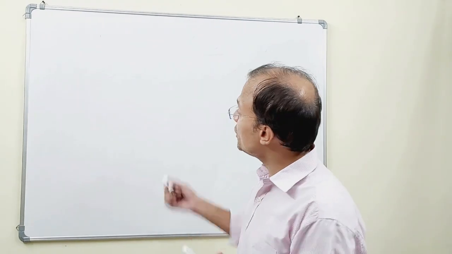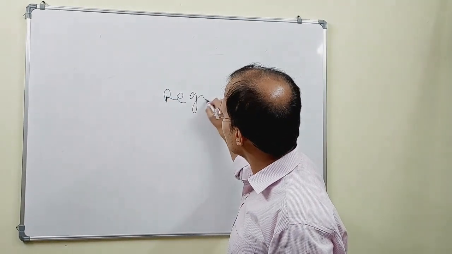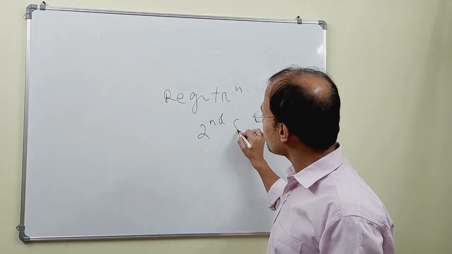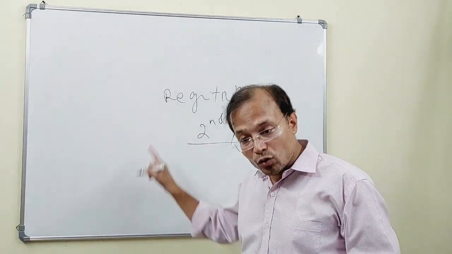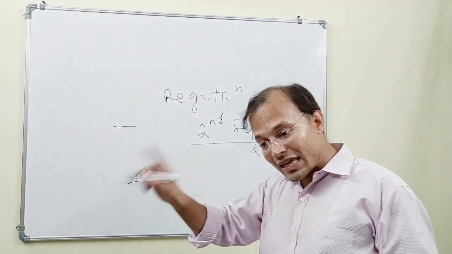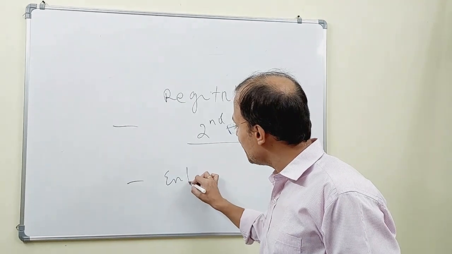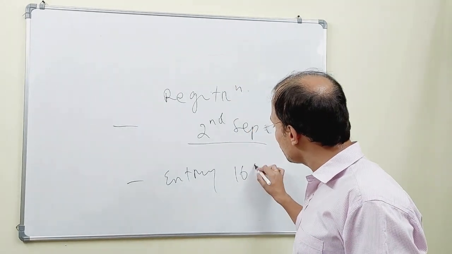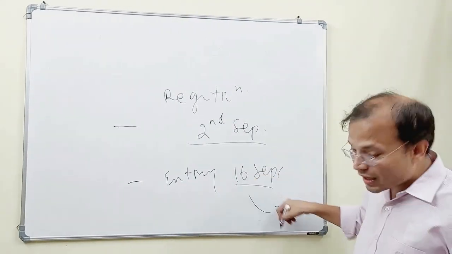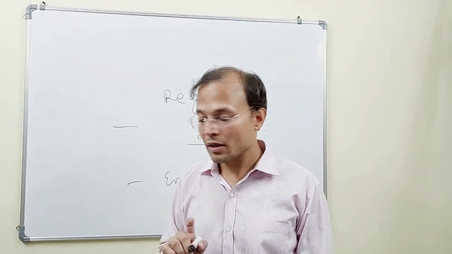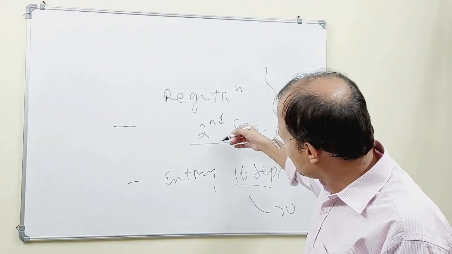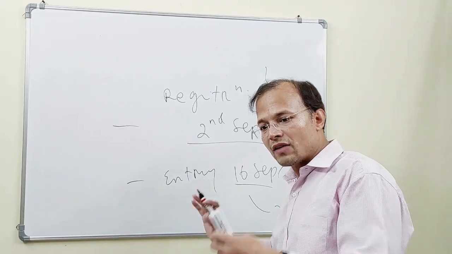Because first you need to get yourself registered, and the last date of registration is 2nd of September. You have to register yourself, and once you register, then you have to enter for the examination. The last date for entry is 16th of September. You can enter till 30th, but from 16th to 30th, you have to pay late fees. Don't wait. Get yourself registered before 2nd September, and between 2nd and 16th, get yourself entered for what you would be taking up.